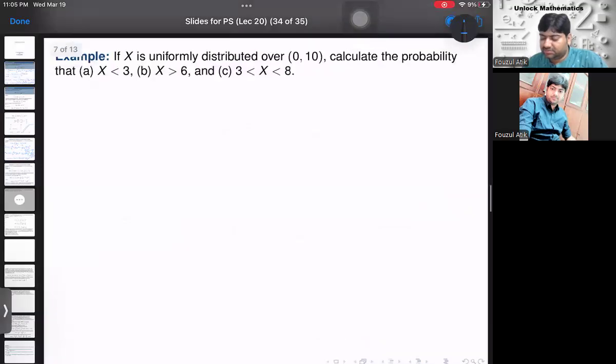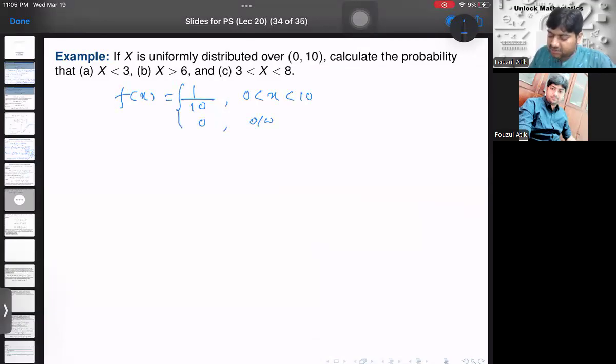Okay, now let us do a couple of examples which are very easy in nature. X is uniformly distributed over 0 to 10, and we have to calculate some probabilities. So what is the PDF? The probability density function f of x is equal to 1 by 10 minus 0, so 1 by 10, when 0 is less than x less than 10, and equal to 0 otherwise. So this is the probability density function, and then the calculations are very easy.